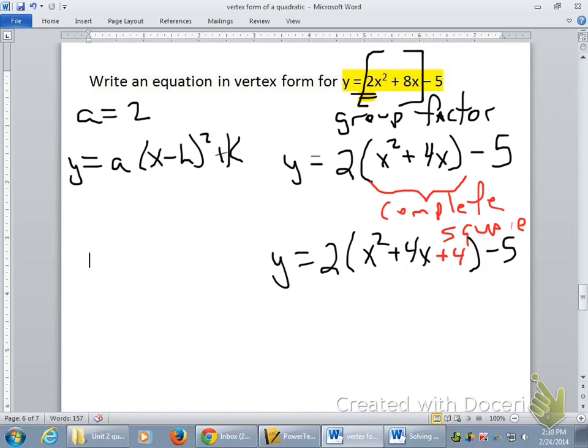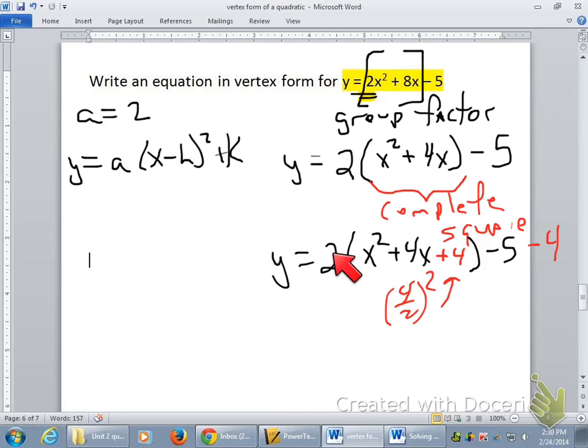Does everybody know where the plus 4 came from? Okay, remember that was 4 over 2 squared. That gave you that. Okay, plus 4. Now what am I going to do here? Subtract 4. I'm going to have to stop here and think for a second because that's not quite right. When I added the 4 here, I really am not adding 4.